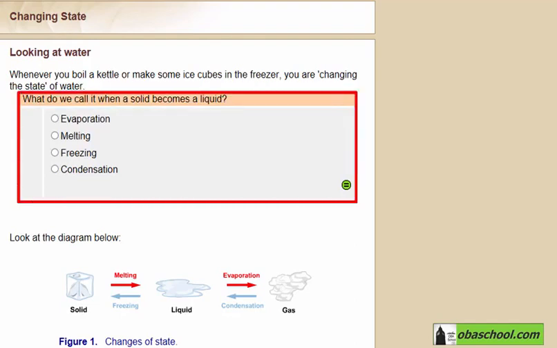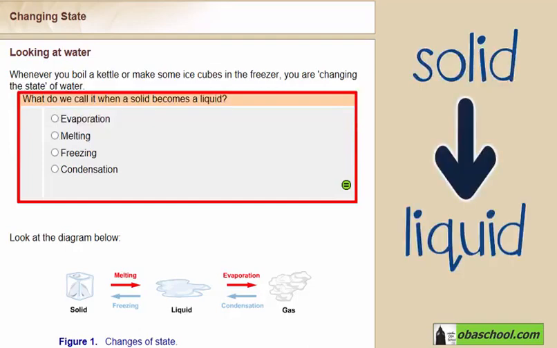What do we call it when a solid becomes a liquid? Is this evaporation, melting, freezing, or condensation? So now we are moving from the solid state to the liquid state. And yes, this is called melting. So melting is the change from the solid state to the liquid state.